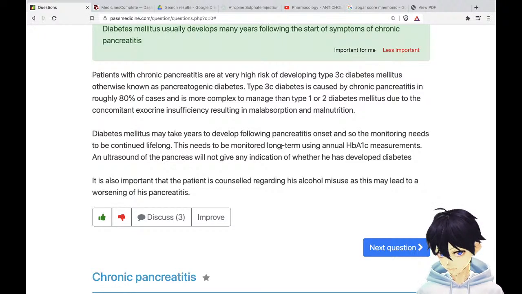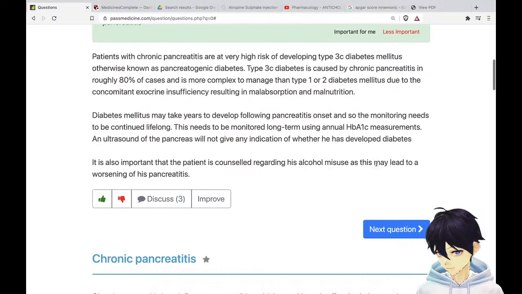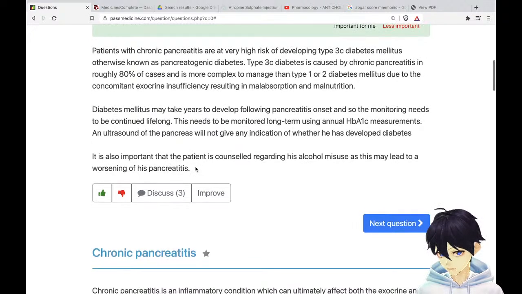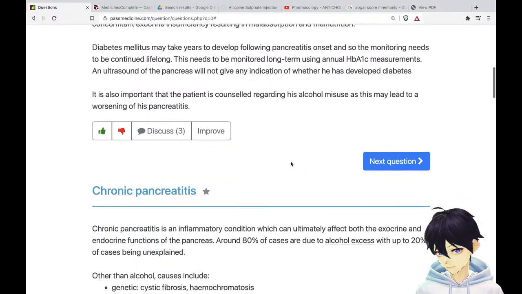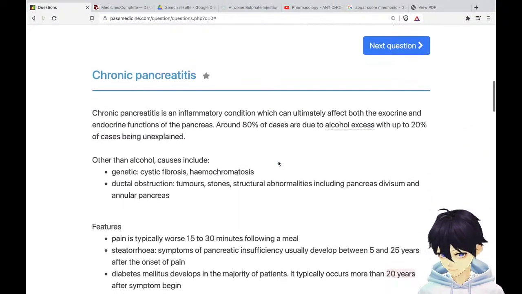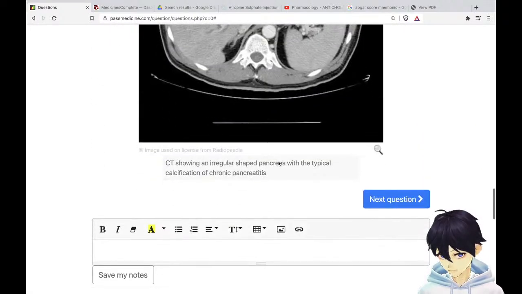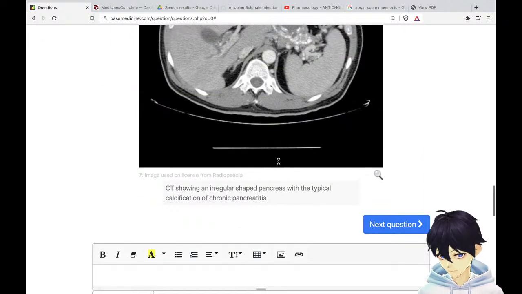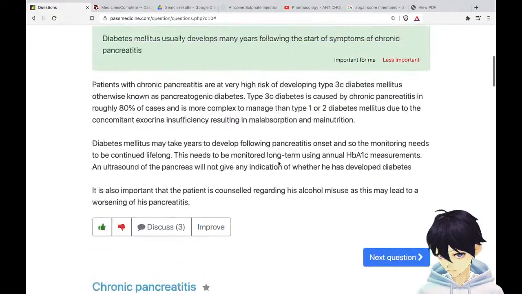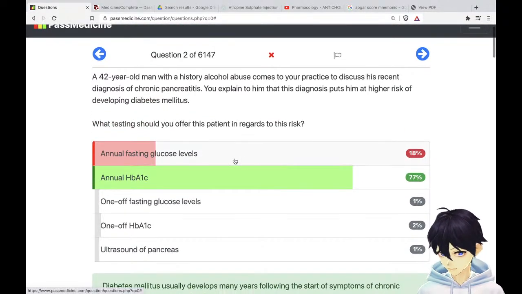This needs to be monitored long-term using annual HbA1c measurements. An ultrasound of pancreas will not give any indication of whether he has developed diabetes. It is also important that the patient is counseled regarding his alcohol misuse, as this may lead to worsening of his pancreatitis. No explanation of why HbA1c over fasting glucose. But I guess that's just the guidelines. Fasting glucose would also tell you whether he has diabetes or not. I mean, as a screening test.